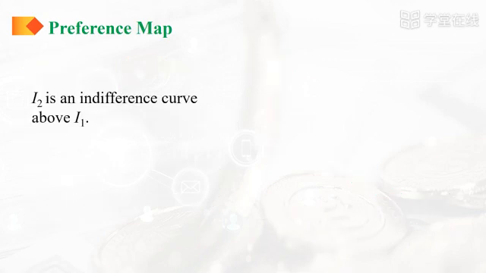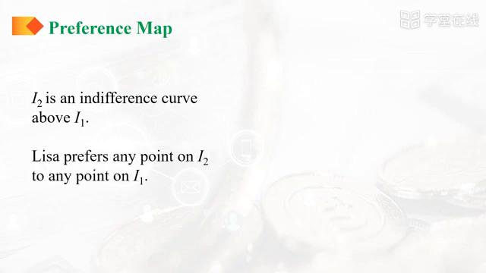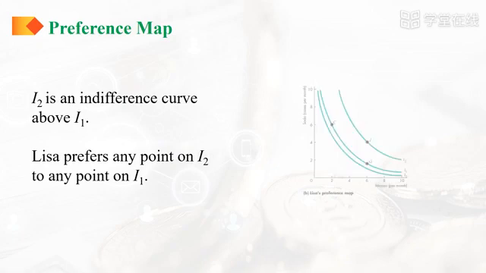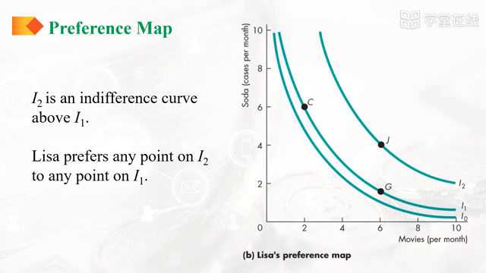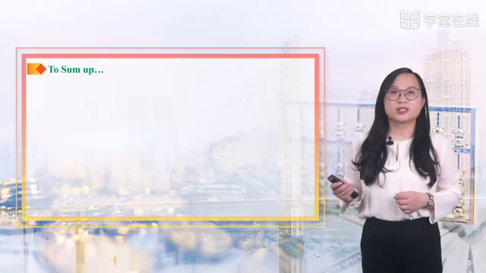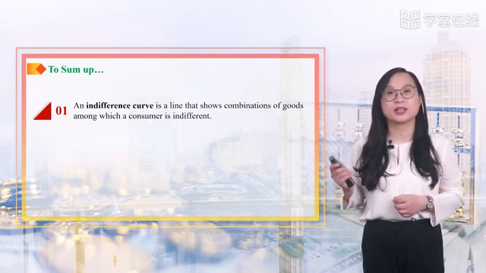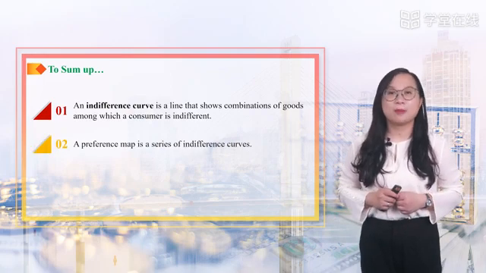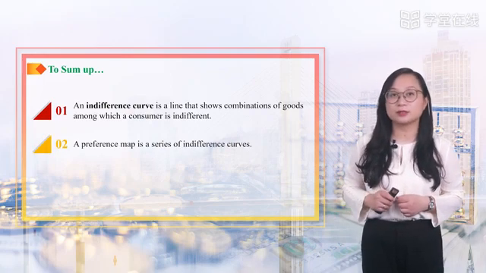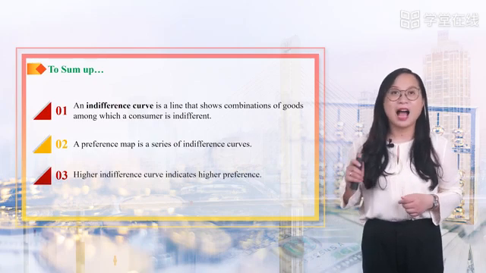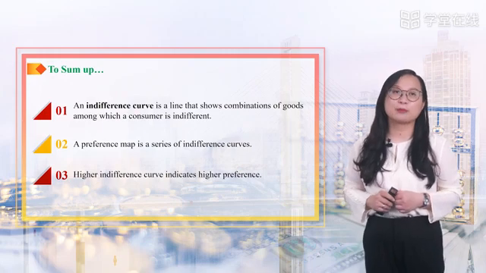Moreover, I2 is another indifference curve above I1. Lisa prefers any point on I2 to any point on I1. For example, Lisa prefers point G to either point C or point G. The higher the indifference curve, the more Lisa will prefer. To sum up, first, an indifference curve is a line that shows combinations of goods among which a consumer is indifferent. Second, a preference map is a series of indifference curves. Third, a higher indifference curve indicates higher preference.